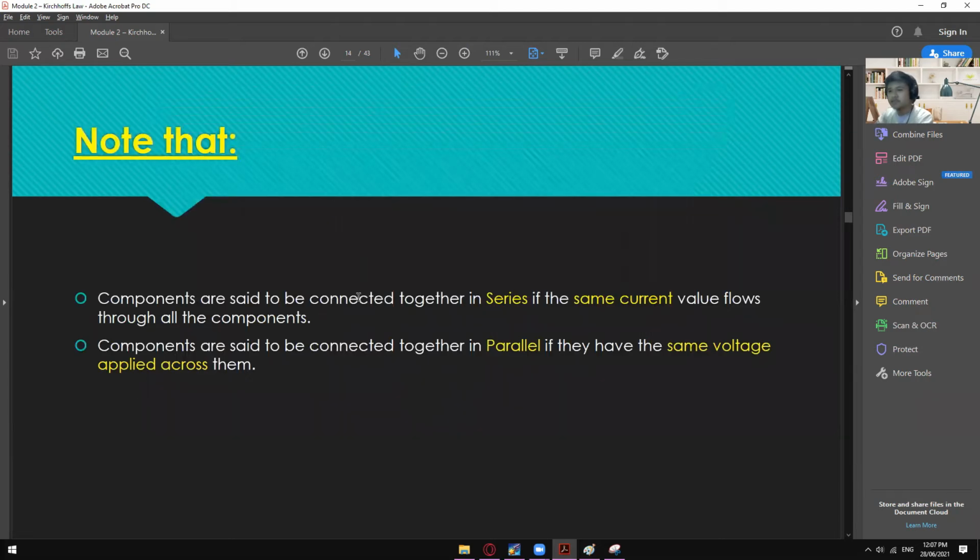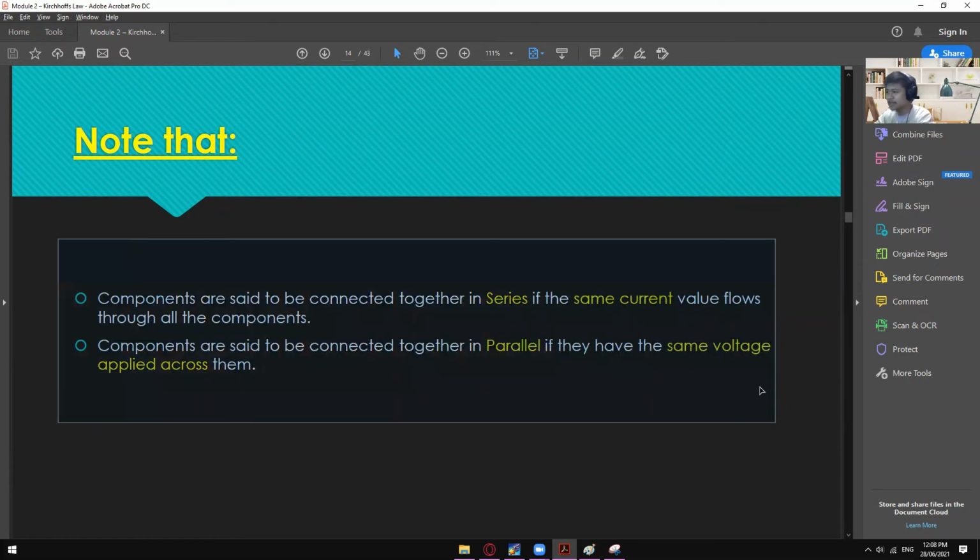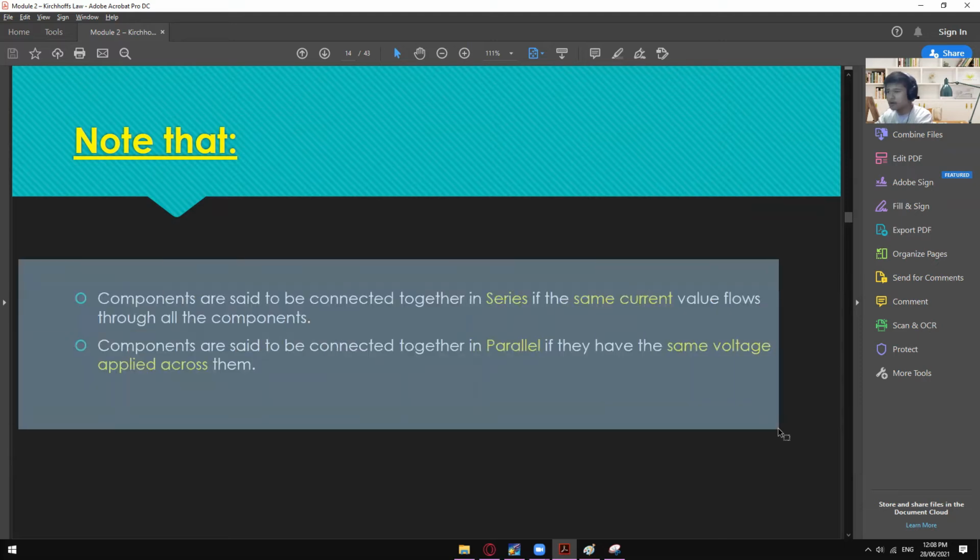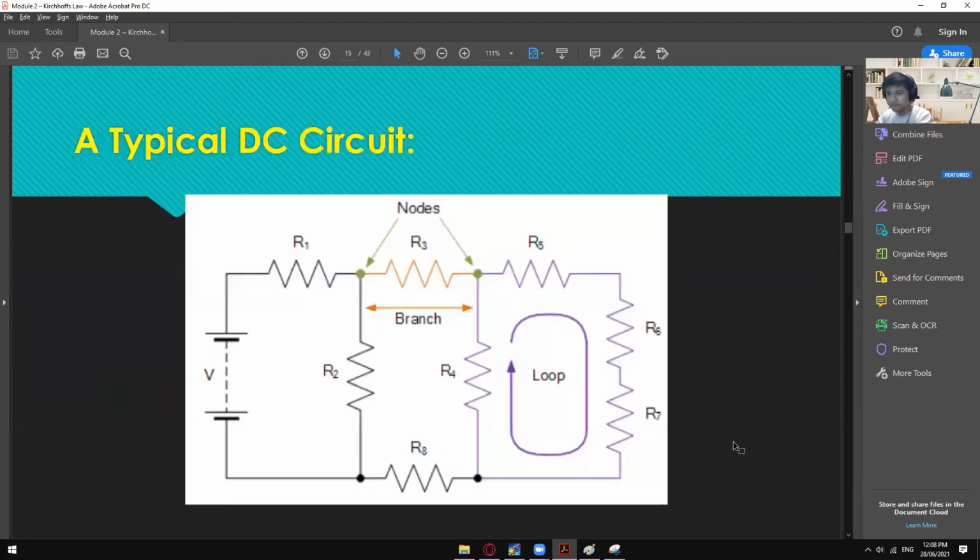Just note that components are said to be connected together in series if they have the same current. But for the other one, you could say that they are in parallel if they have the same voltage applied across them. Again, just reminding you of the basic rules of electrical circuits, Ohm's law.